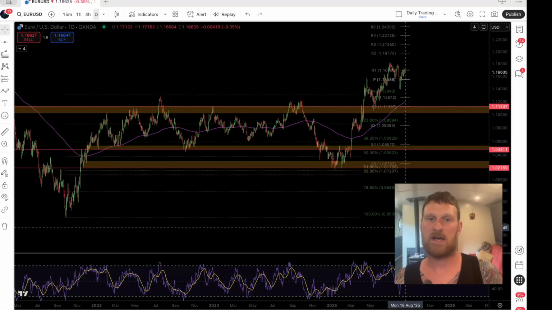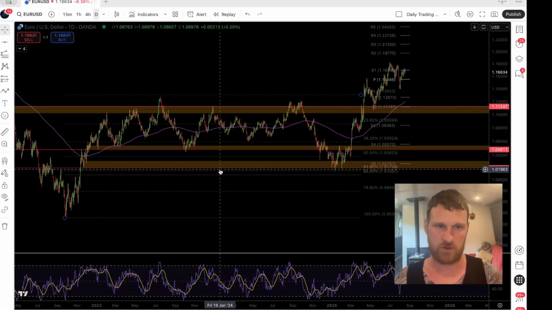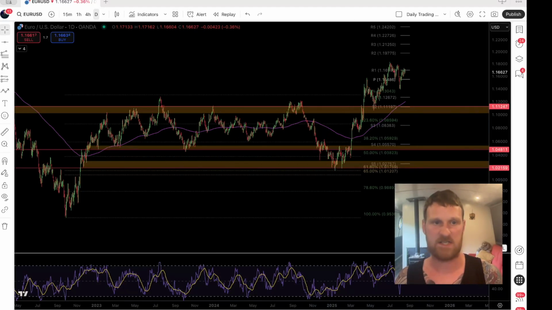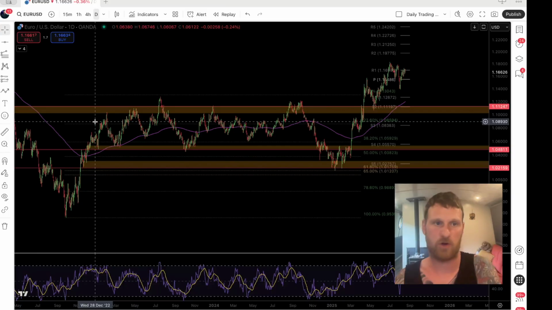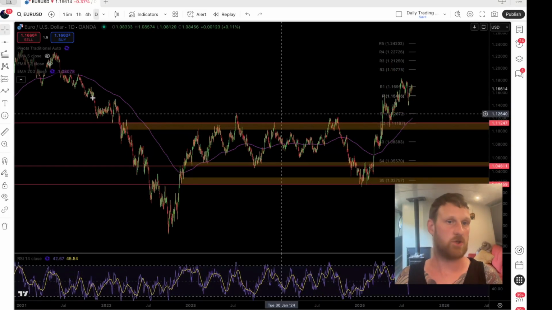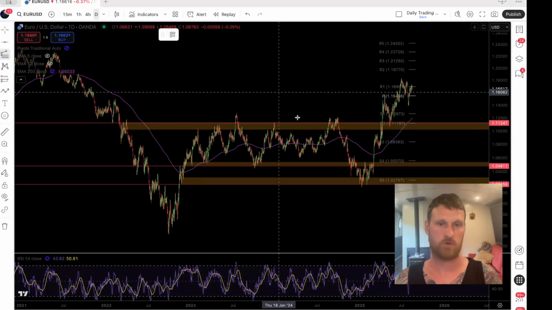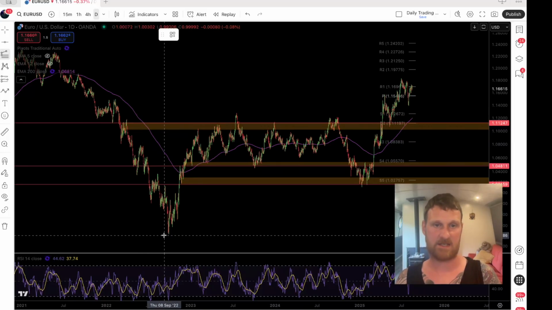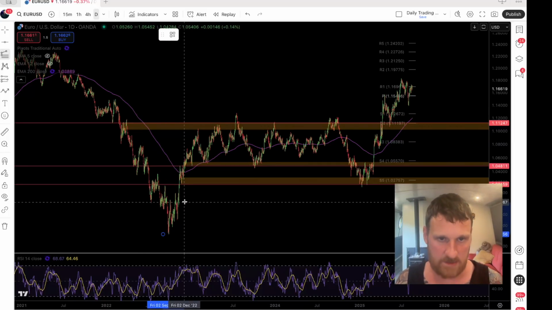Now, if you don't know what high volume nodes are, I encourage you to check out the high volume node series so you can learn how to draw your own. Now, we can use our Fibonacci extension tool to identify confluence and take profit areas as well.